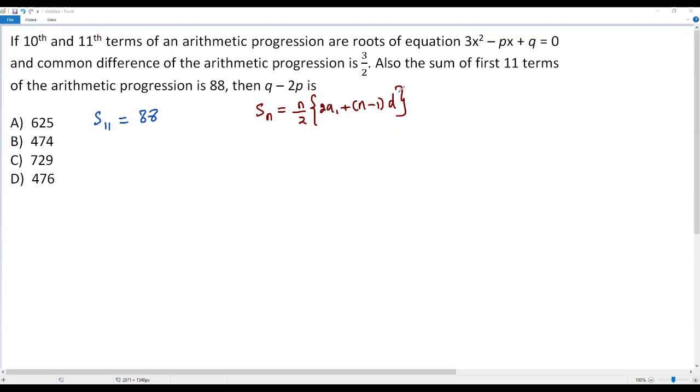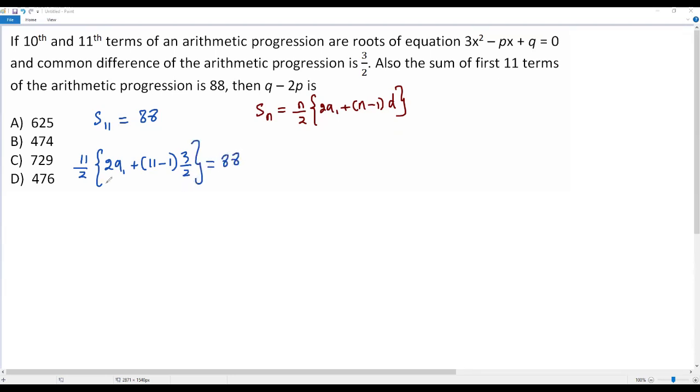Plugging in n = 11, I get 11/2 times (a1 + (11 − 1) times d). We know the value of d, since the common difference of the arithmetic progression is given in the question. That is 3/2. We can plug in 3/2 for d, and this equals 88.